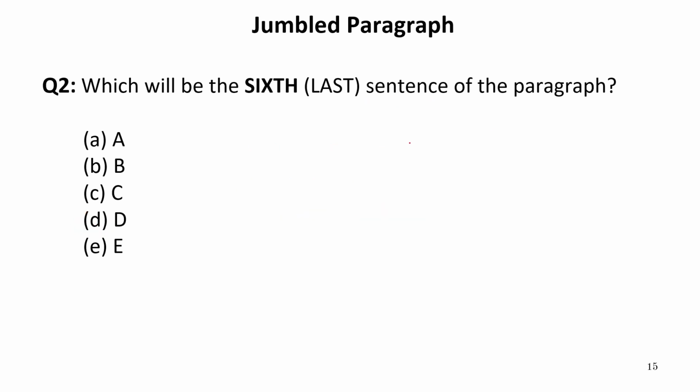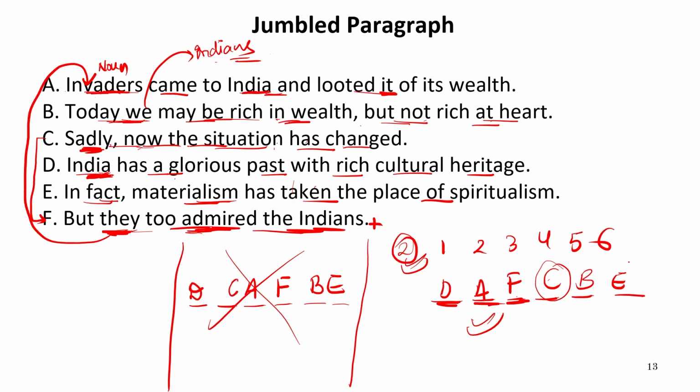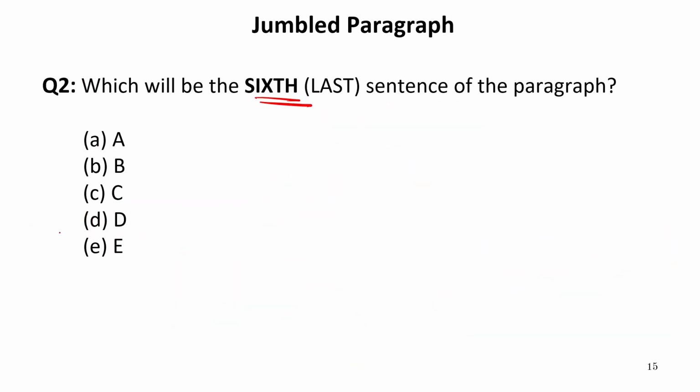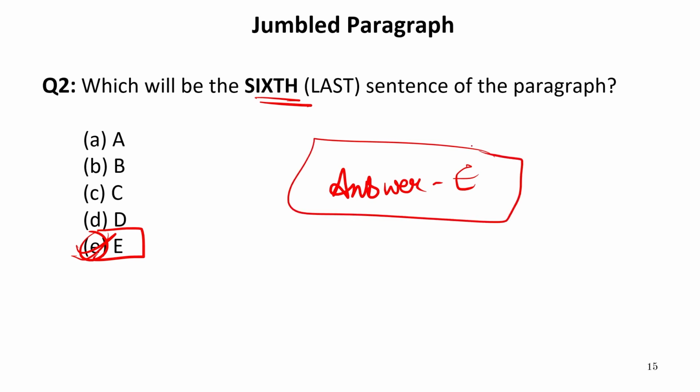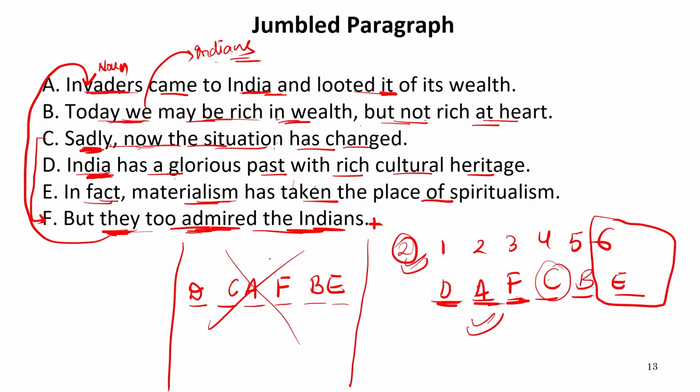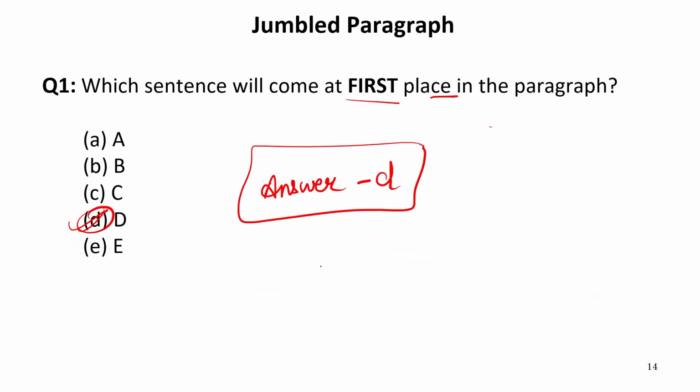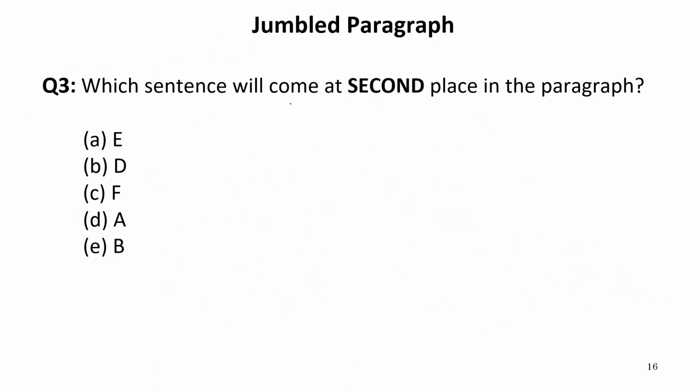Now let us move to the next question. That is the sixth or the last sentence. Now let us see. Here sixth is E, last sentence. So sixth is E. Again, it is given on the option E. So our answer is E. Now, if we see this carefully, in both the sequences, first and last sentence are same. Now let us move to another sentence, that is third question, that is second.